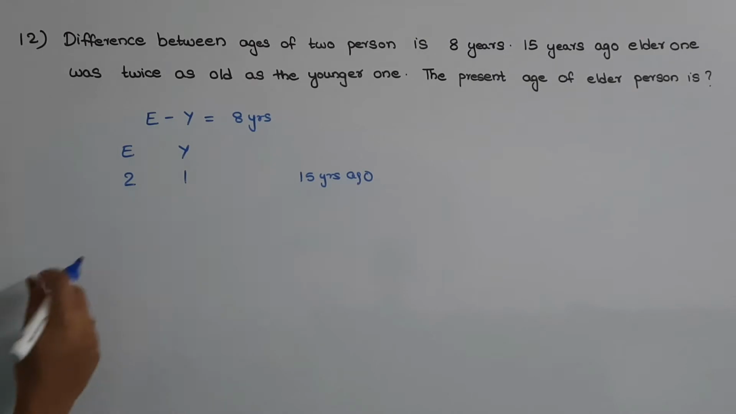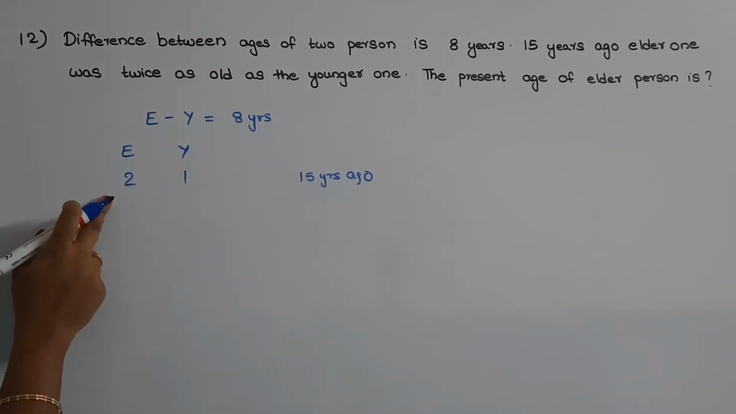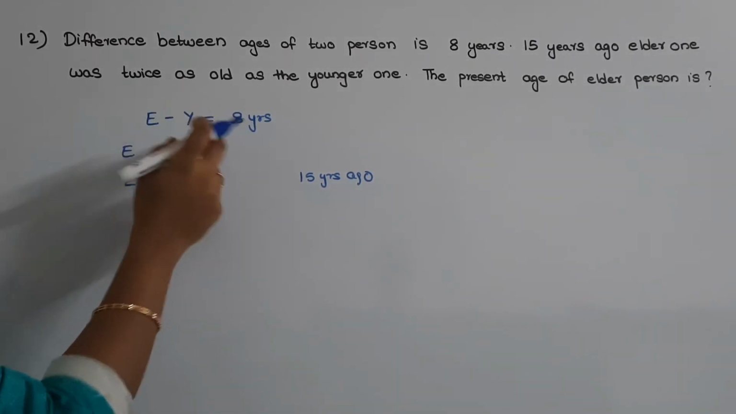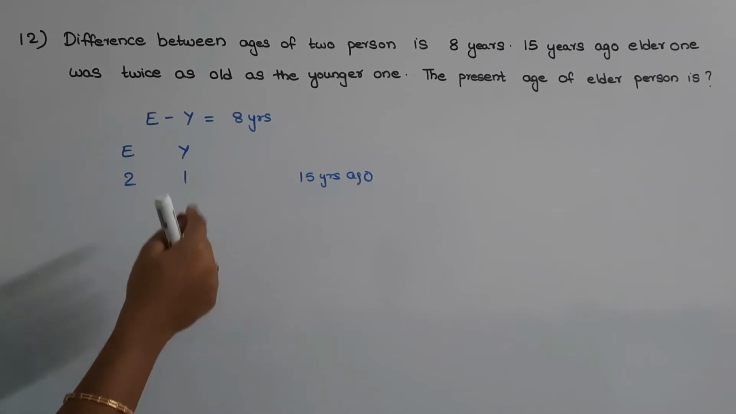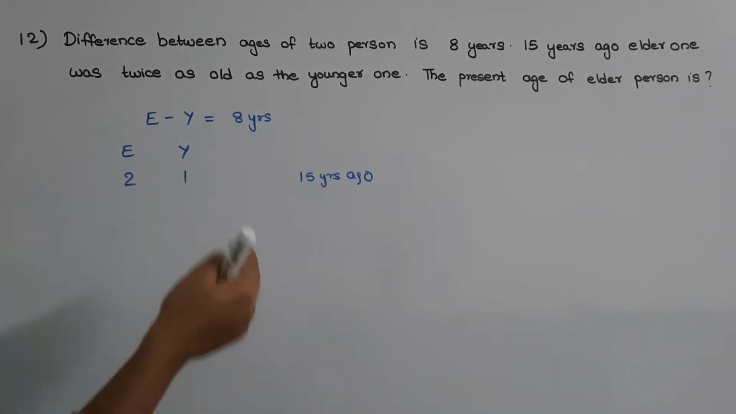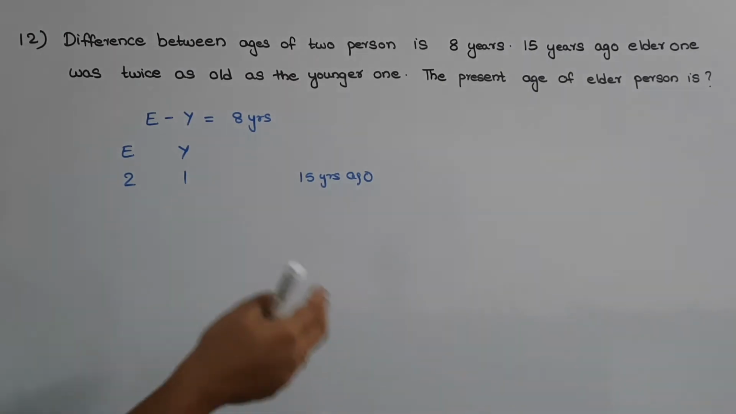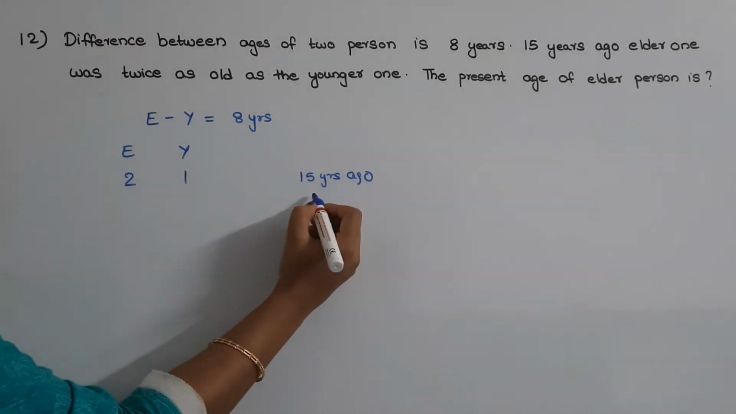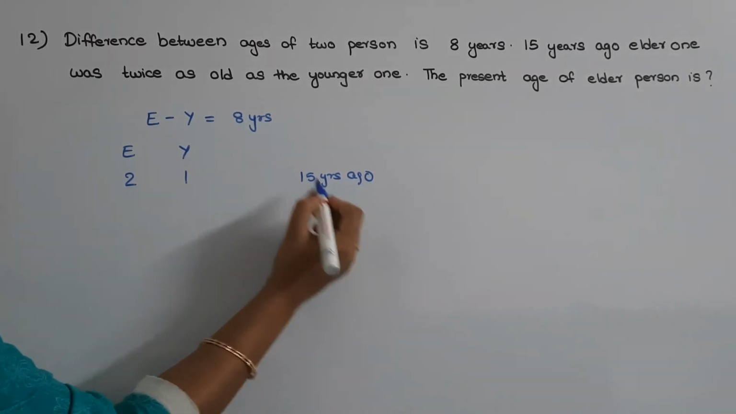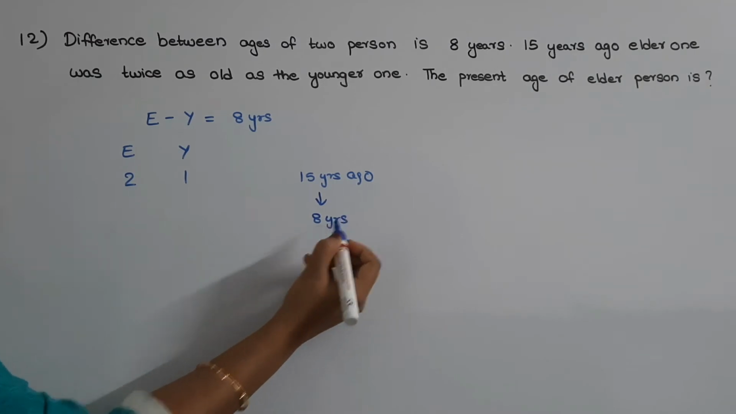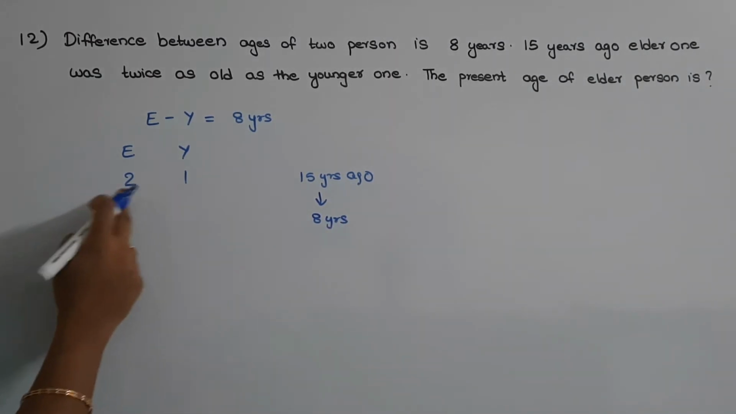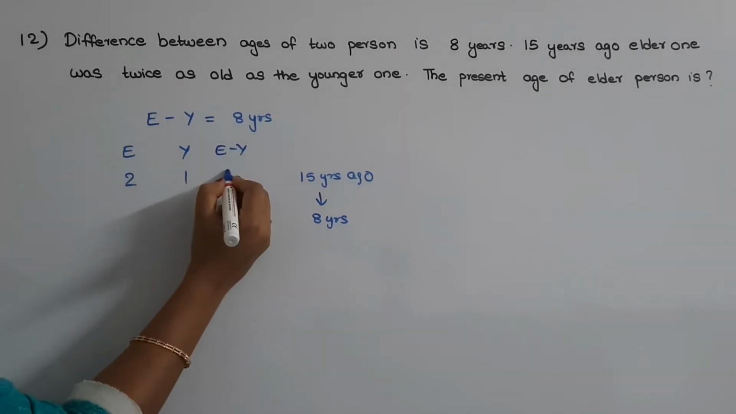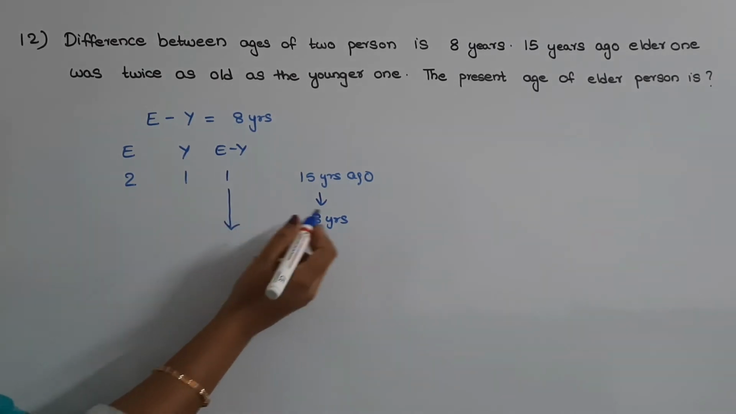So now we have the ratio of the ages of elder one and younger one 15 years ago, as well as the difference in their ages at present. See, the difference in the ages at present as well as the difference in their ages 15 years ago will be the same. Difference in the ages will always be the same. So difference in the ages 15 years ago will also be 8 years. So now let us find the difference in the ratios of their ages. So difference in the ratios of their ages will be 2 minus 1, that is 1. Now we can represent this 1 as this 8.